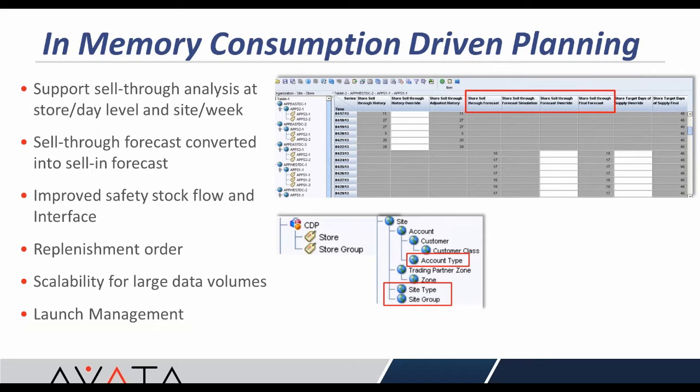And what this allowed you to do, essentially, is it supported the sell-in, sell-through, and management of a forecast at a daily store level and all the aspects around that. It also introduced improved safety stock and inventory targeting, as well as replenishment orders.